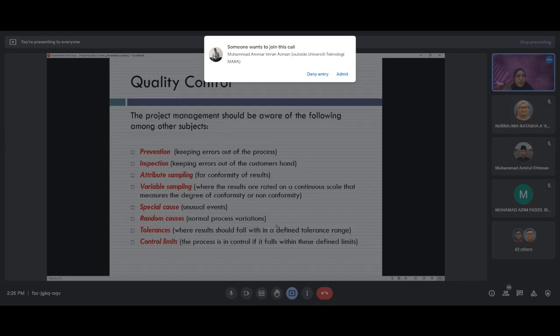Sometimes a defect is caused because of an unusual event, for example, like an accident. So that is called special causes.